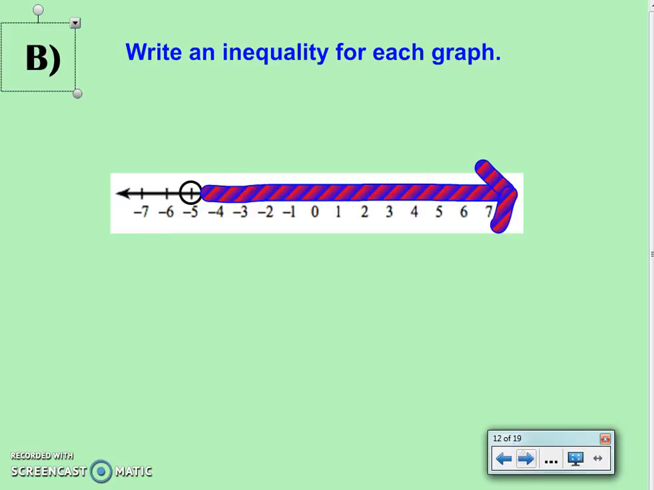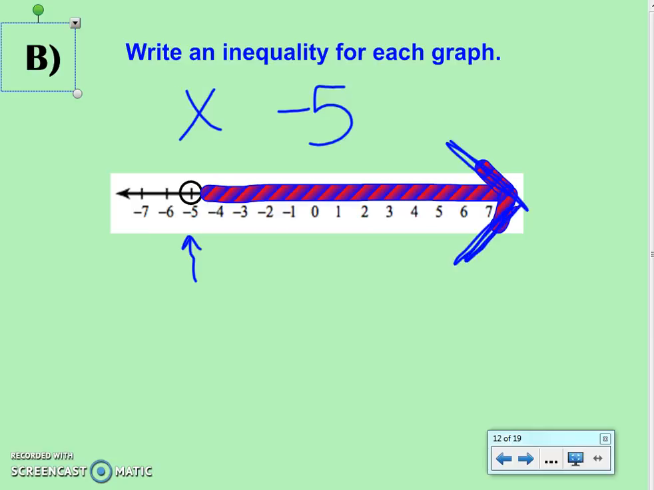Okay, how about this graph? We have to write the inequality. Pick any variable. I'm just going to pick an X, put that on the left. Look at the number that the circle is above. It's above the -5. I'm going to write that right there on the right. Then I'm going to take my pencil and I'm going to trace over the arrow. And when I trace over the end of the arrow, it looks like I just made a greater than symbol. There's my answer. That's the graph for X is greater than -5.